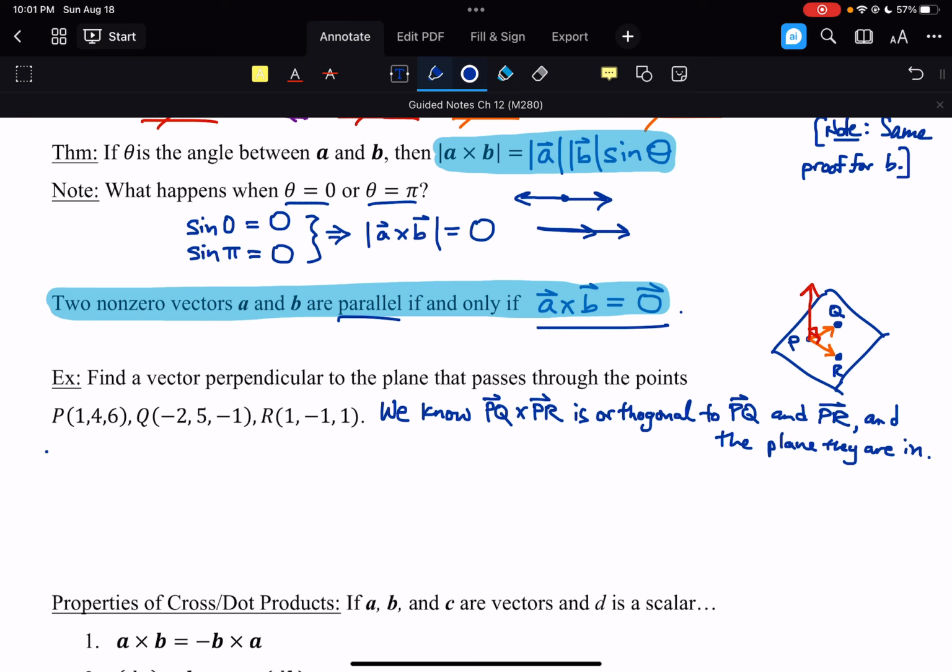So if we go ahead and get the vectors, so we'll get PQ. So remember how to find a vector between any 2 points. You take terminal minus initial. So we're going to take -2 minus 1, so -3. 5 minus 4 is 1. -1 minus 6 is -7. And then PR. That'll be 1 minus 1 is 0. -1 minus 4 is -5. 1 minus 6 is -5.